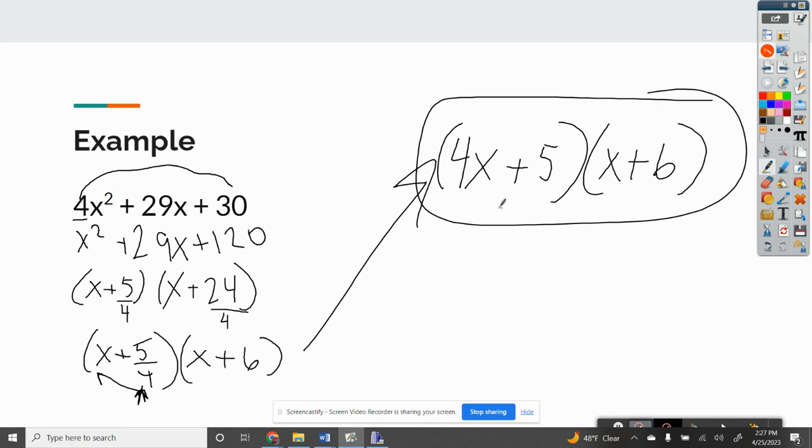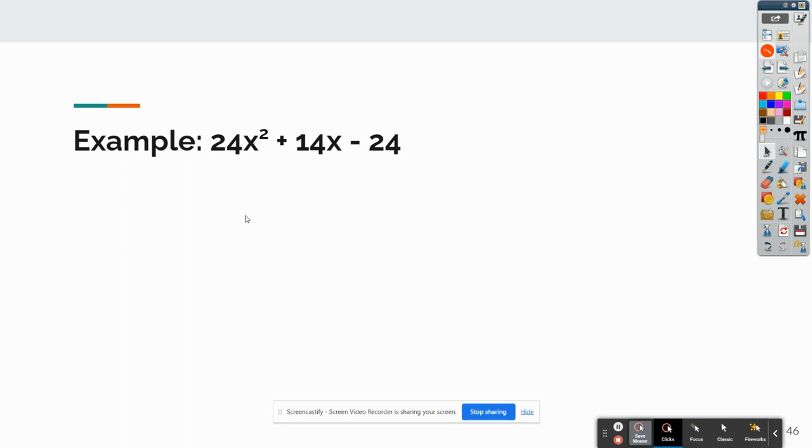Again, you can use the box method, double check your work, make sure that you get back to your original when you multiply them together. And this should be good. I don't think there's anything else I need to cover in this video.